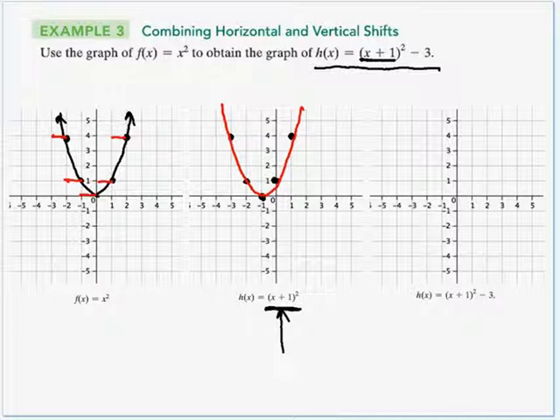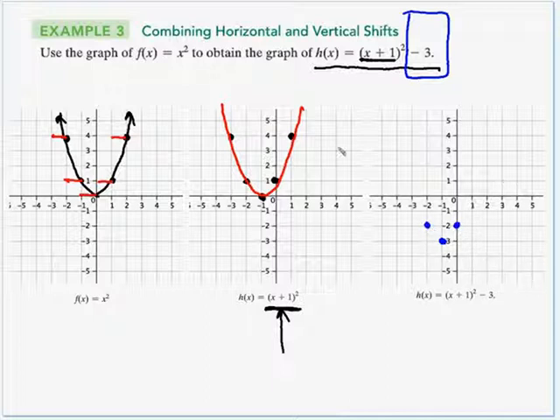Now from that parabola, we're going to do a downward shift of 3 units. So we have our minus 3 at the end. That means everything goes down 3. So this point that was at negative 1, 0 on the x-axis is now down here at negative 3. This point that was right on the y-axis goes down 3 units also. So it's going to be here at negative 2 on the y-axis.